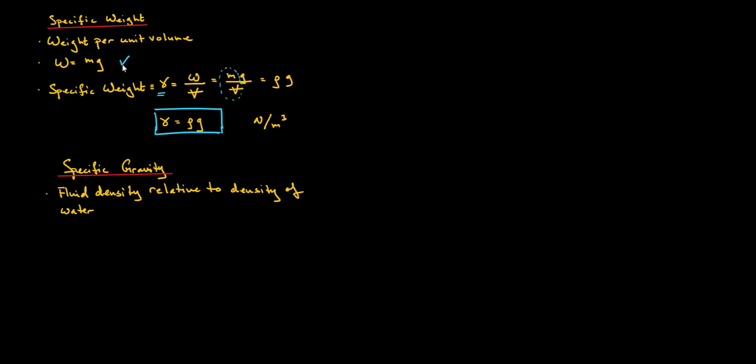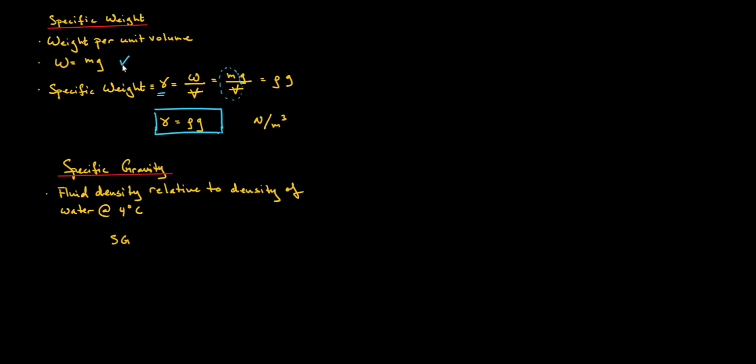Next, we turn our attention to specific gravity. The specific gravity of a fluid is defined as the ratio of the fluid's density relative to the density of water at a specific temperature. And by convention, the temperature chosen for water is 4 degrees Celsius. So the specific gravity is the ratio of the density of the fluid in question divided by the density of water at 4 degrees Celsius.